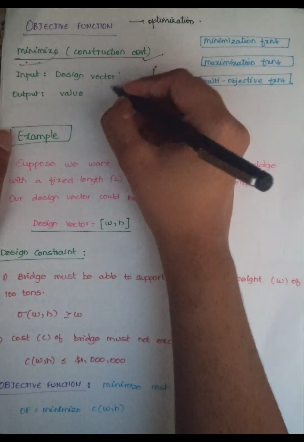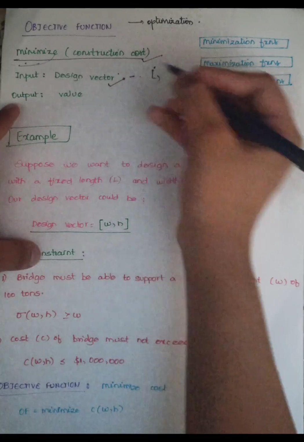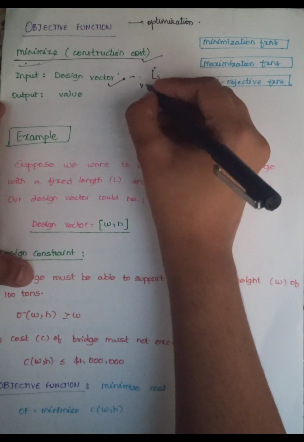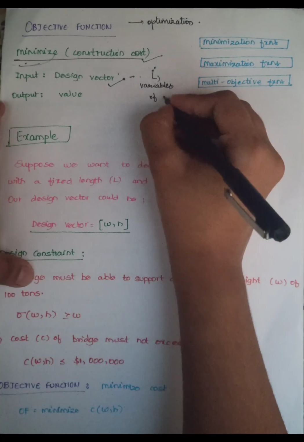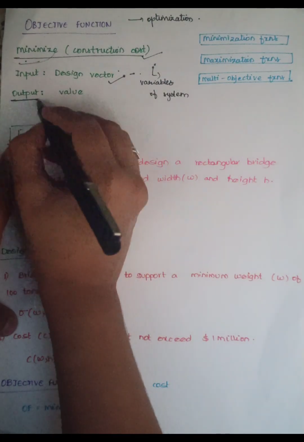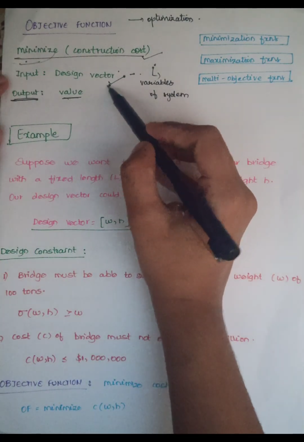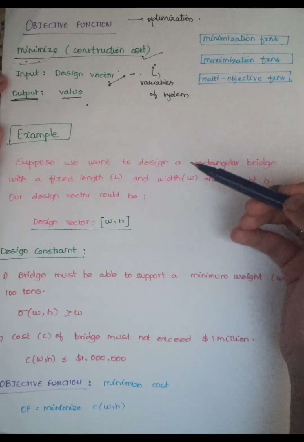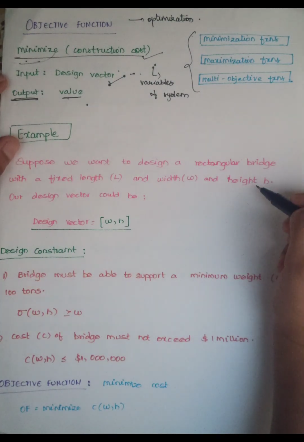In an objective function, the inputs are design vectors. The objective function takes the input as a design vector. As we know, a design vector is a set of variables of a system which defines a system or a product, right? So it gives us a value. It takes the input as a design vector of a problem and gives us a value which helps in optimization of the solution.